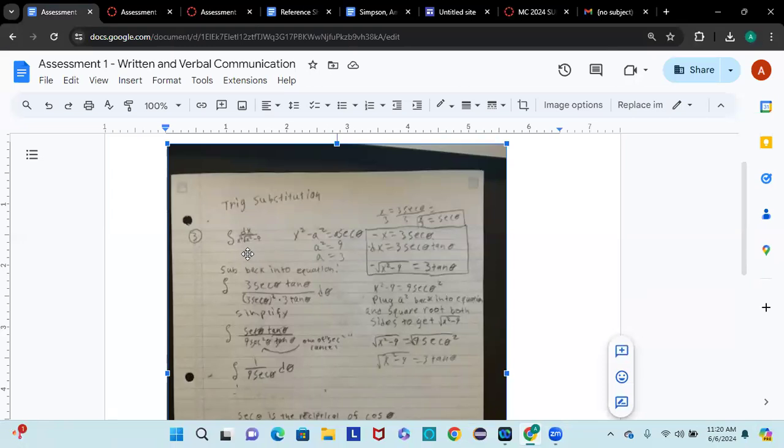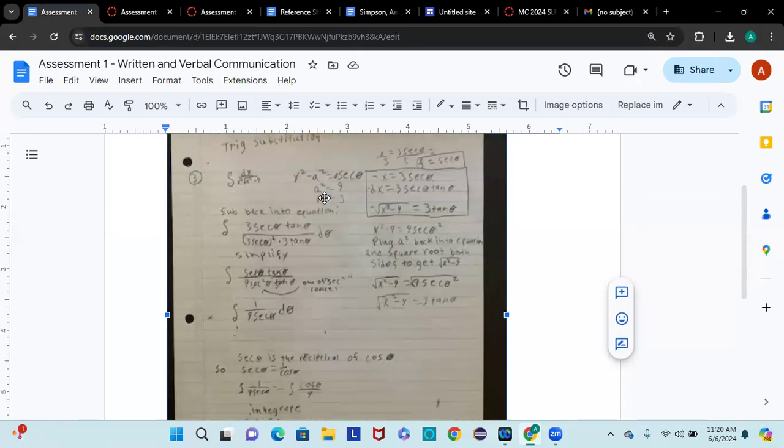I noticed that x squared minus 9 was the same as x squared minus a squared, and that equaled a secant theta. So I was able to figure out what a squared was, and a squared was 9 from right here. And then I was able to figure out what a was alone by simply taking the square root of 9, and that would be 3.